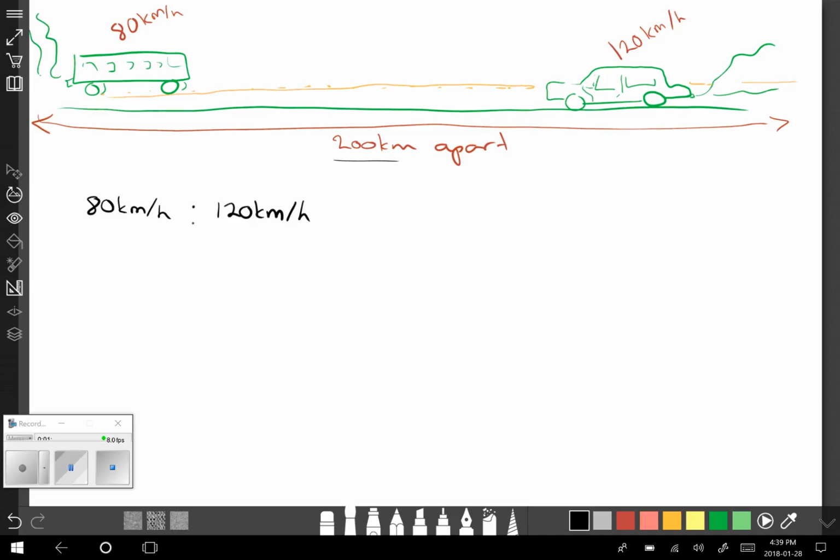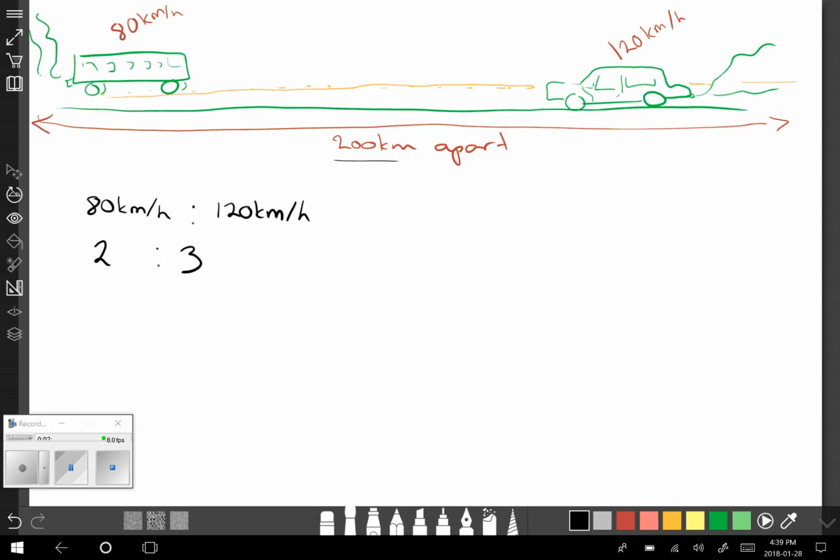So let's simplify this ratio to make our adding a little bit easier. We know that 80 and 120 can both be divided by 20. They can both also be divided by 40, in fact. So let's divide by 40, which gives us 2. We're no longer going to write 2 kilometers per hour because it's not 2 kilometers per hour. We're just looking at the ratio now. 2, and 120 divided by 40 equals 3. Just like 8 to 12 is a ratio of 2 to 3. So this is a ratio of 2 to 3.